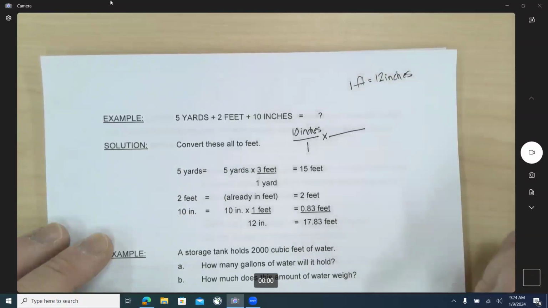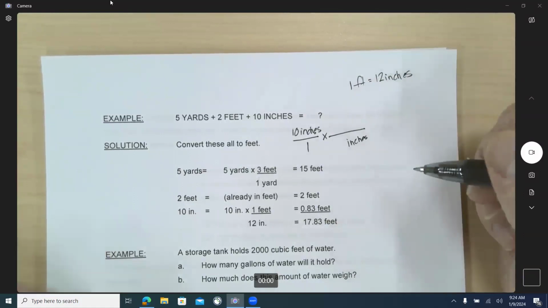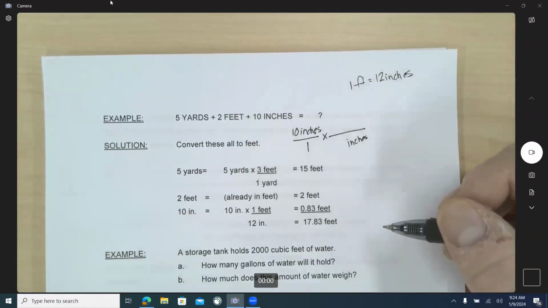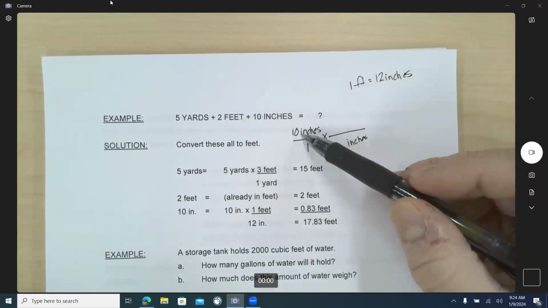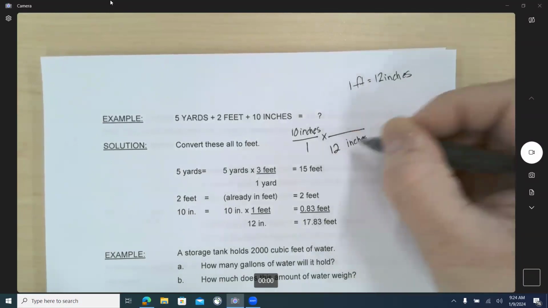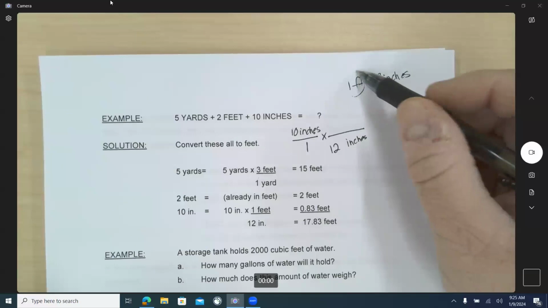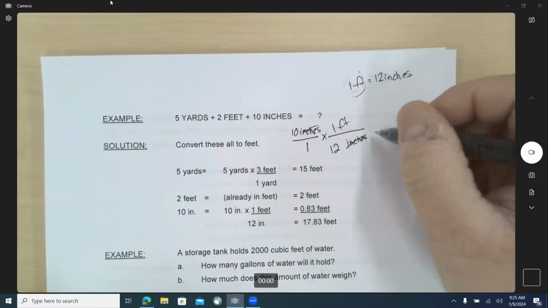Now, if inches are on top, where do inches got to be to cancel? I know it sounds like a broken record, but I promise you, you're going to hear my voice. I don't think I have a good voice for announcing, but sorry, I tried. Inches are on bottom, so that means my 12 goes here. 12 inches are on bottom, what goes up top? Well, 12 inches equals 1 foot. So that goes there, inches cancel.